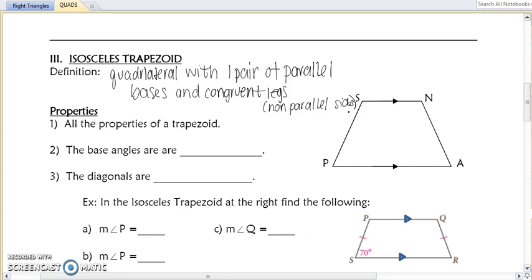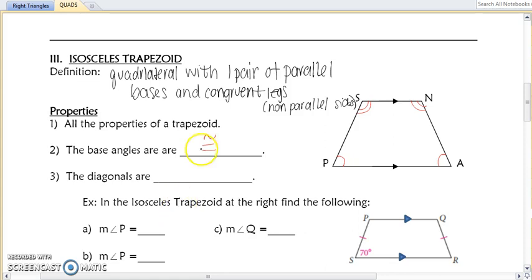So again, it has all of the properties of our trapezoid. So we have one upper base and one lower base angle congruent. We have two parallel lines, or one pair of opposite parallel lines. In addition to this, base angles are going to be congruent. So more specifically, we can say angle P is congruent to angle A, and angle N is congruent to angle S.